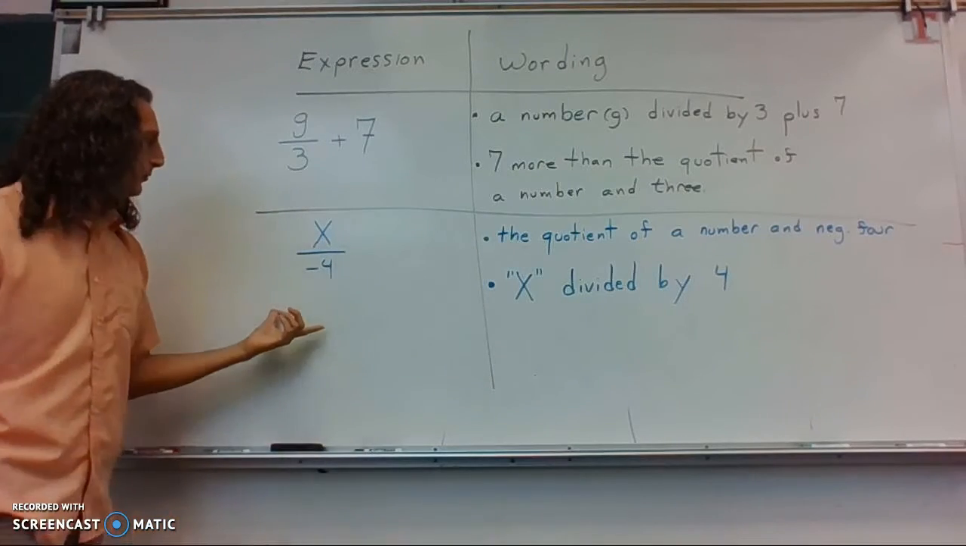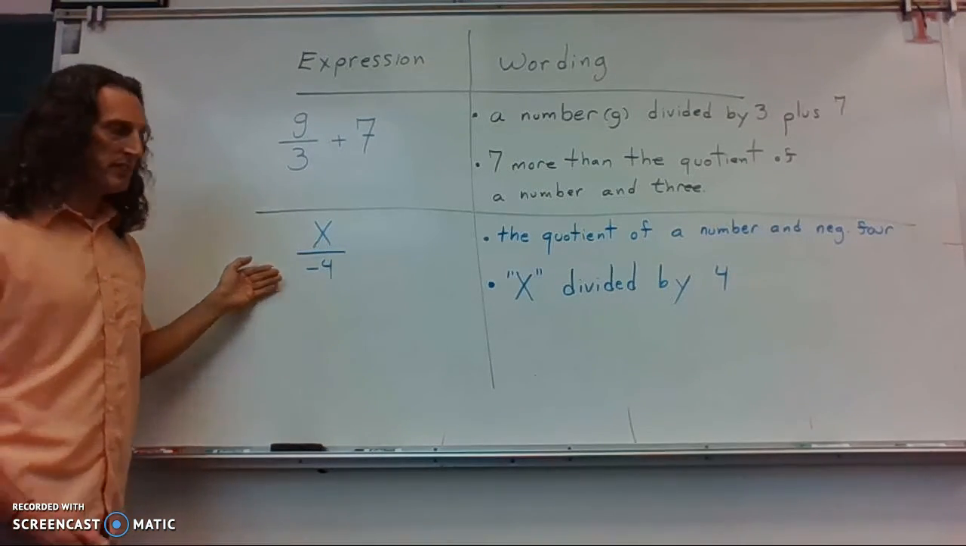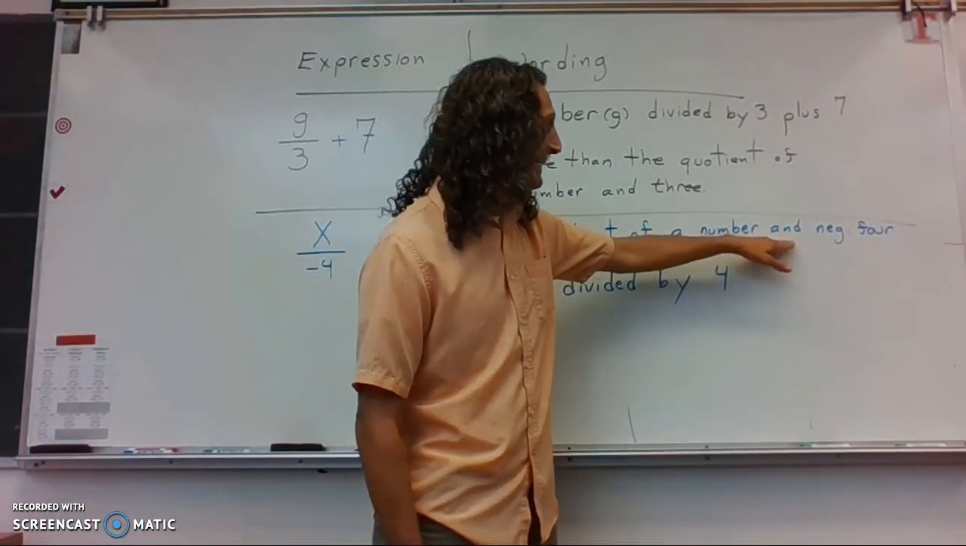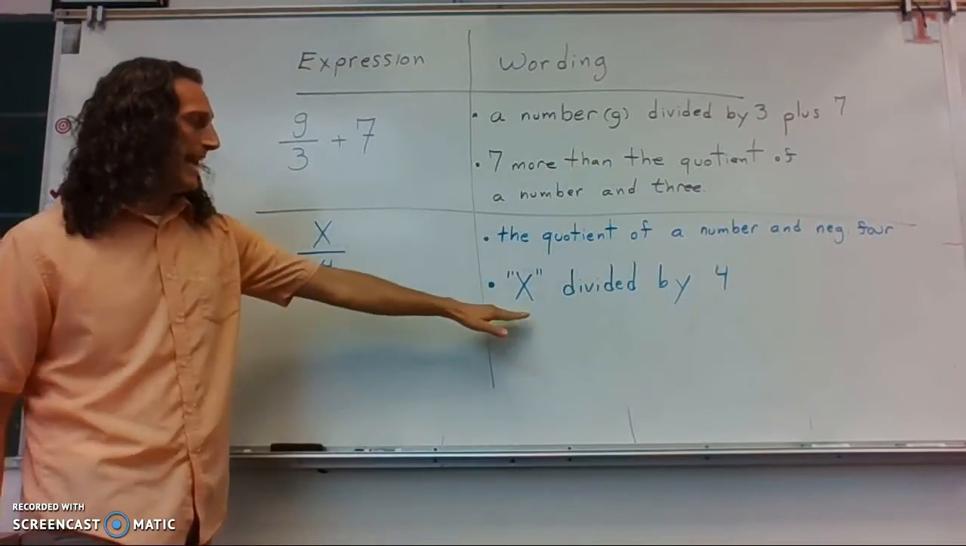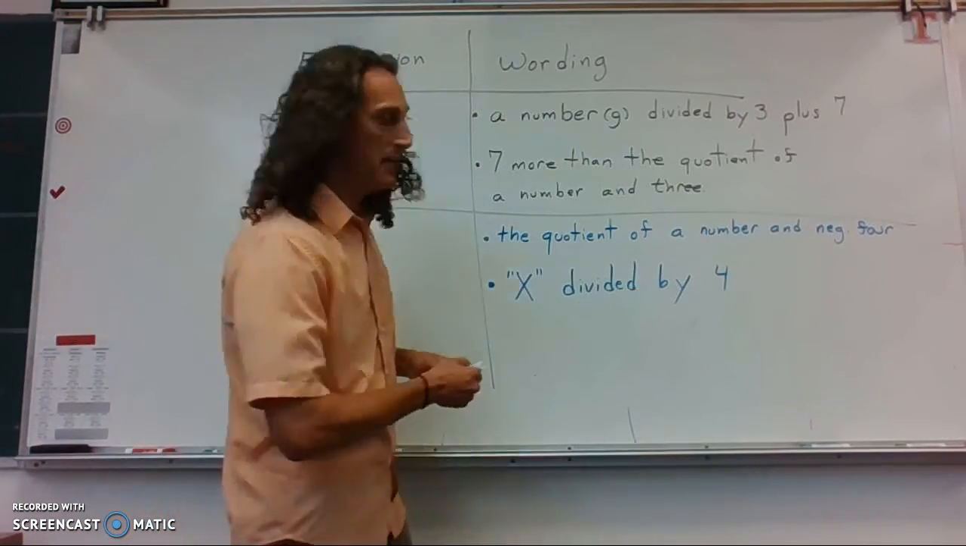And then on another example, we have x over negative 4. Again, I'm going to use the word quotient. Makes me sound smarter. So the quotient of a number and negative 4, because it is a negative 4. Or simply put, x divided by, oops, I put 4, that should be a negative 4.